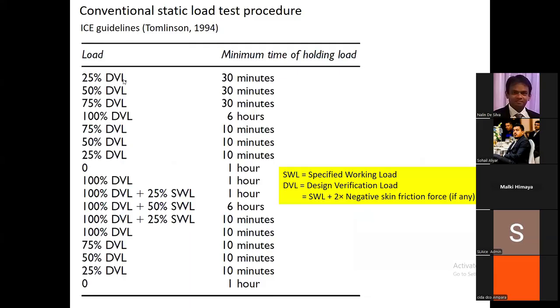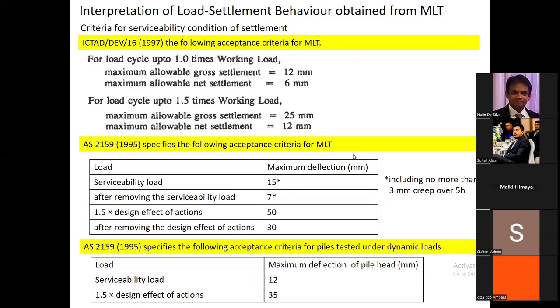The design verification load, 25% of the design verification, is quite similar to CEDA. The design verification load is the working load plus 2 times the negative skin friction. If you have negative skin friction, you have to add 2 times that to the working load. And 25% is applied first, then 50, 75, likewise. It is done in cycles.